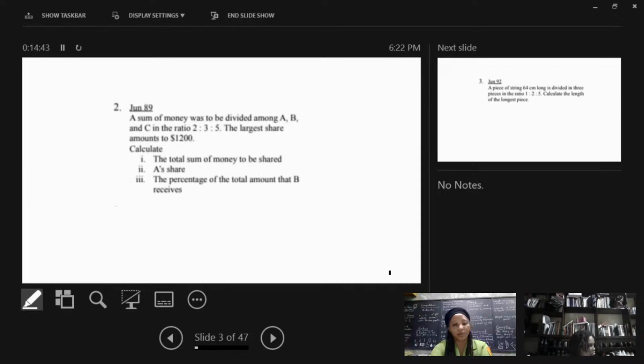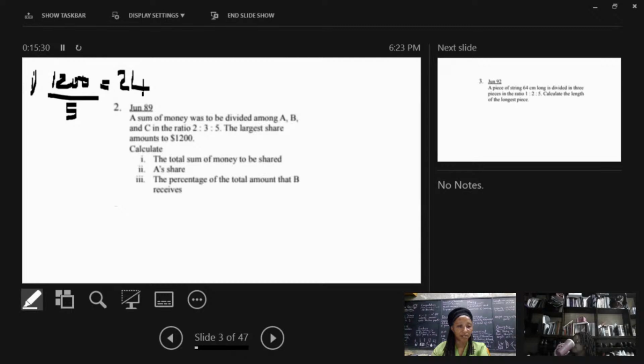All right, Asar. So how would we find the total sum of money to be shared? The largest share is 1,200, which means 5 in that ratio is 1,200. So we want to find out what 1 in that ratio is. So we divide 1,200 by 5. This is for part I. We're dividing the 1,200 by 5 to get the unit value of the ratio, and that is what? 5 into 12 is 2 times. And 5 into 20.